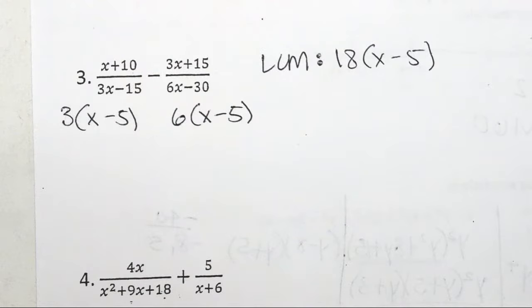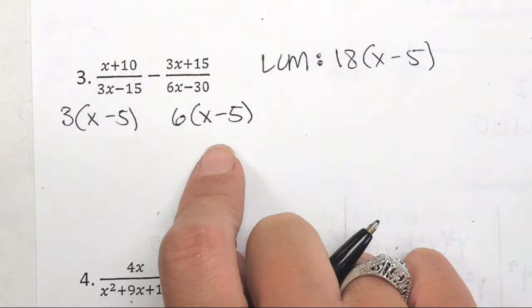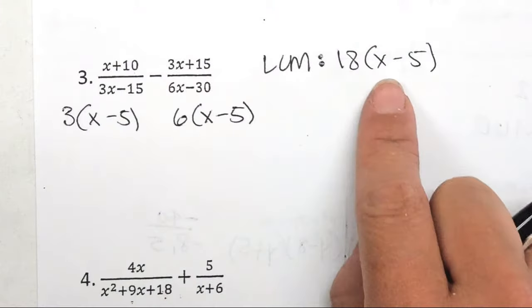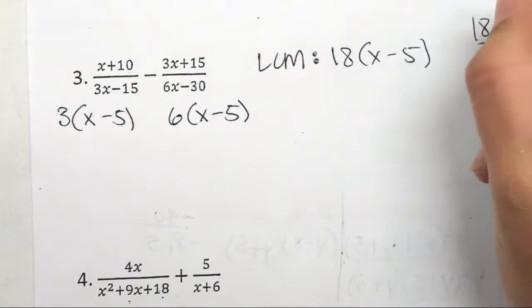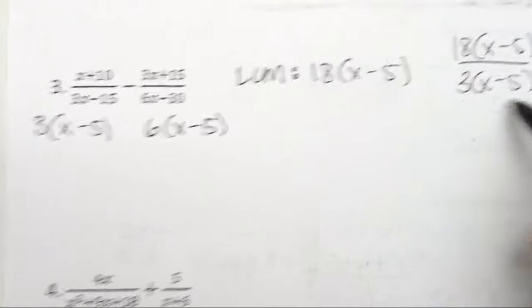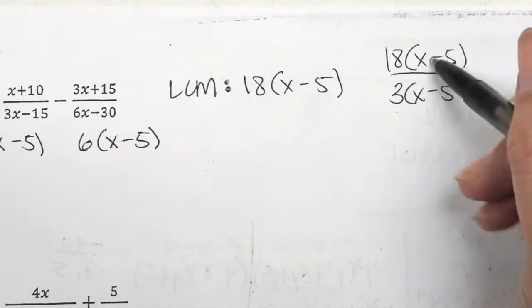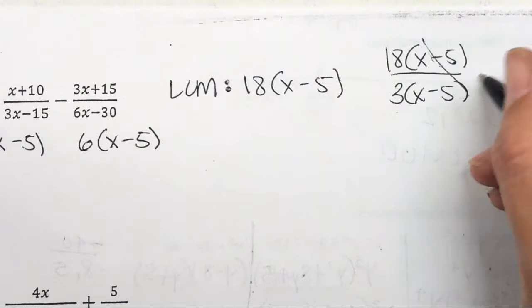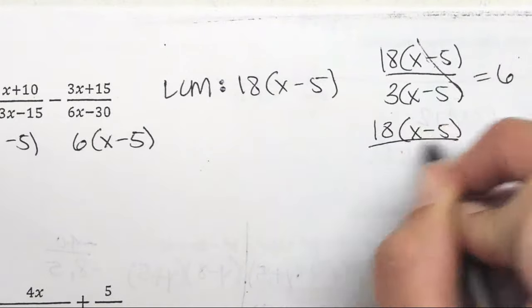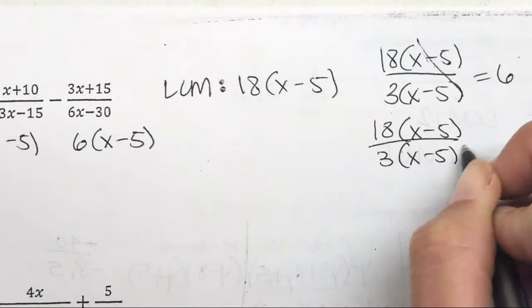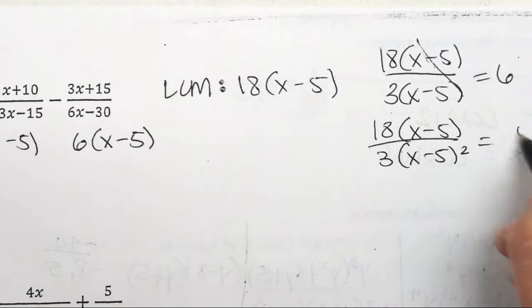Questions about that part? Why did we use x minus 5 squared? Oh, you only need one of each. Because 18 times x minus 5, let me write it over here. If I divided 18 times x minus 5 over 3 times x minus 5 right here, I could divide these because these would cancel out, and 18 divided by 3 would be 6, right? But if this was 18 times x minus 5 squared, these would cancel out 6, but I'd still have x minus 5 on the bottom, right?